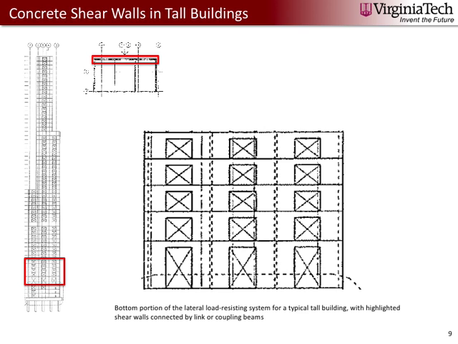So in this section I've blown up the bottom portion of the lateral load resisting system, and you can see these shear walls highlighted in yellow connected by these link or coupling beams here. And the simulations, which you'll see later in this presentation, are meant to represent a portion of these shear walls highlighted in yellow.